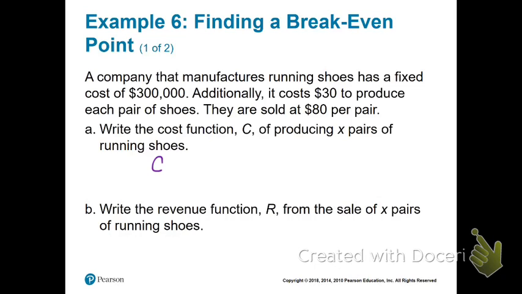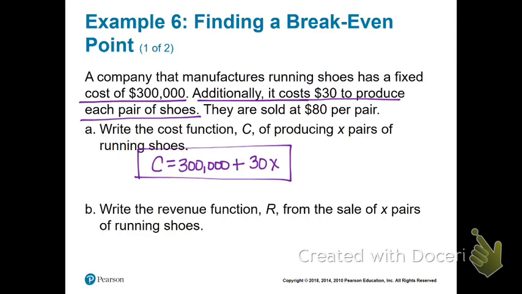So, how much does it cost them to produce x pairs of running shoes? What is their cost? The $300,000. Is that it? So we say it costs $300,000. Additionally, it costs $30 to produce each pair of shoes. So additionally means plus $30 for each pair of shoes.